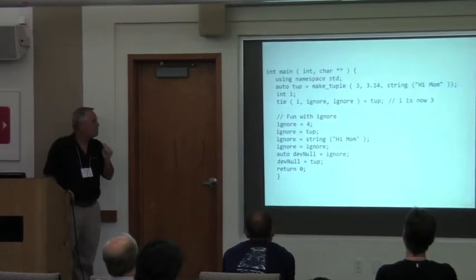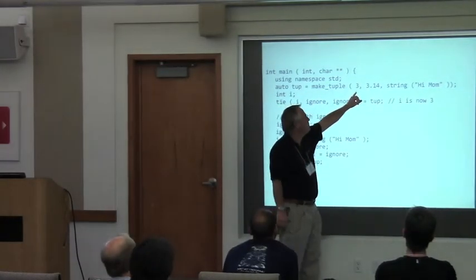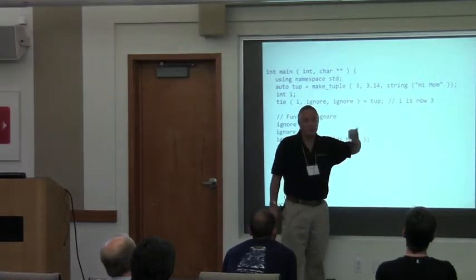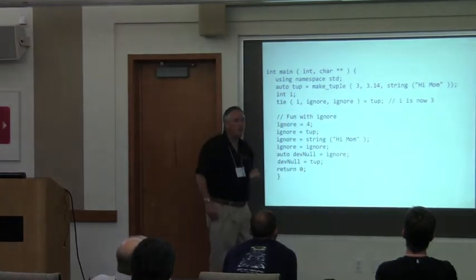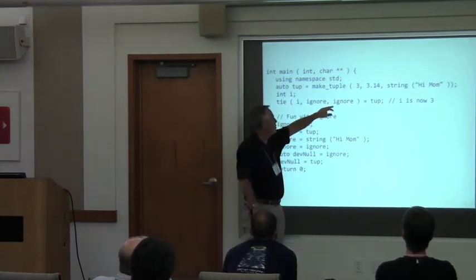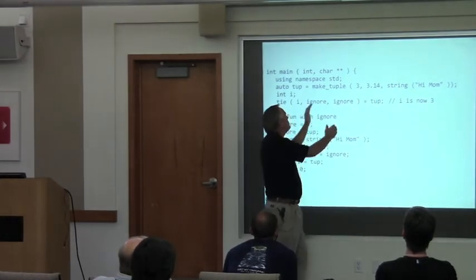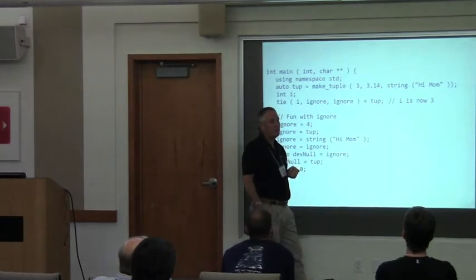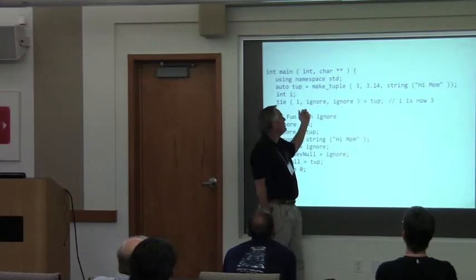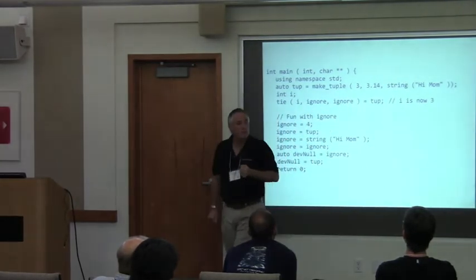So I have some code here. We make a tuple again. This one is int, float, string, or int, double, string, because I didn't put the F on. But I'm using auto, so that's okay. And then I can say tie(i, ignore) = tuple. So I'm assigning the contents of tuple back into this tuple that tie just created. And when I do this, i is now 3 because it's getting the first value, and the first value of tuple was 3.